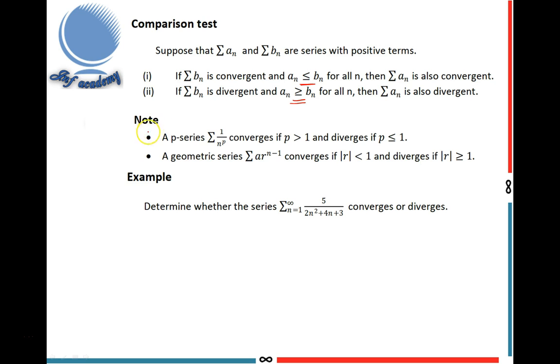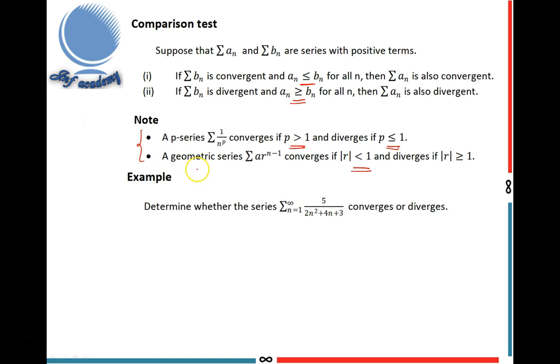Next, two results. A p series, sigma 1 by n power p, converges if p is greater than 1 and diverges if p is less than or equal to 1. A geometric series, sigma a r power n minus 1, converges if modulus r is less than 1 and diverges if modulus r is greater than or equal to 1. These two results are very useful when you are solving problems by using the comparison test.